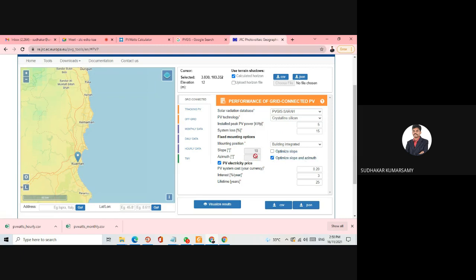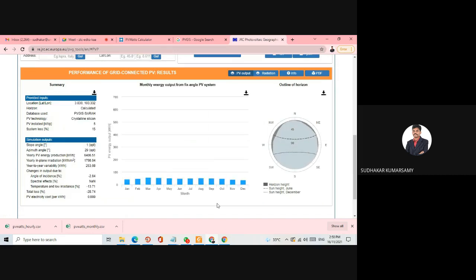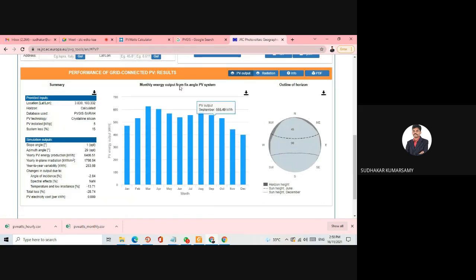Optimize slope, optimize slope and azimuth both. So azimuth angle also you can, so I said exact south, but in some case slightly northeast, southeast, like that, it can be altered also. So you can try optimizing the slope and azimuth angle. Then you can visualize the results. So if you see the results, you can see the monthly energy generation. Monthly energy generation 471, all these things.